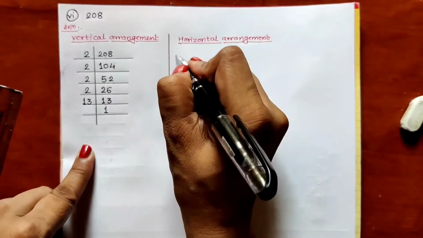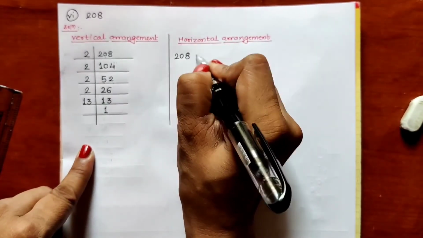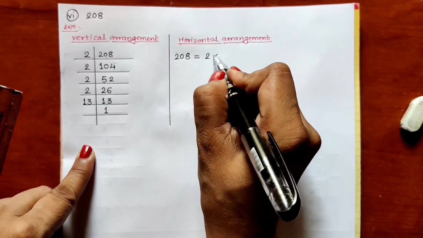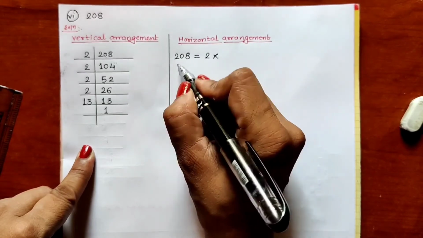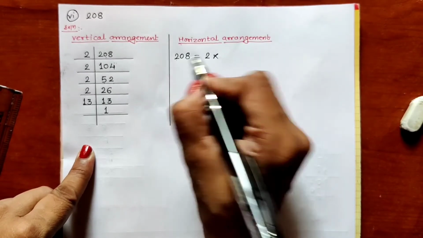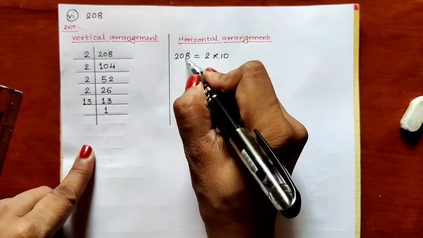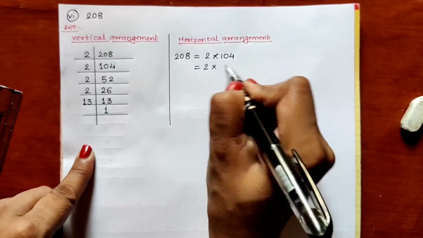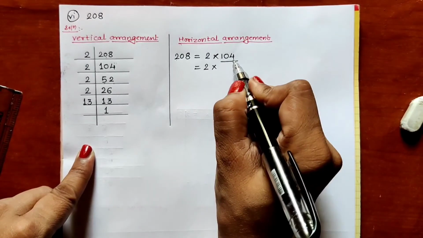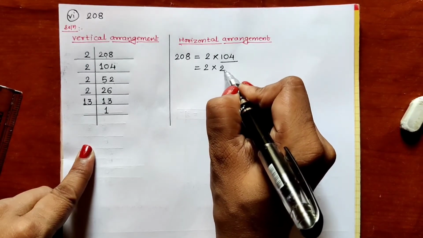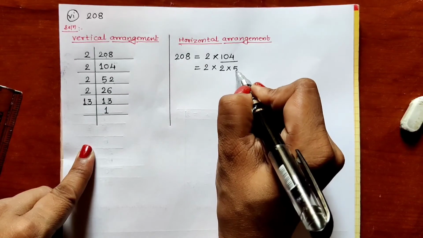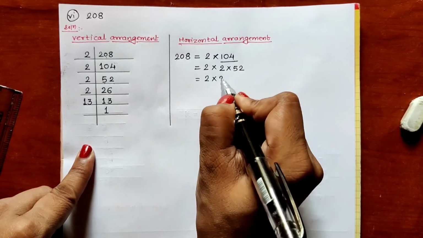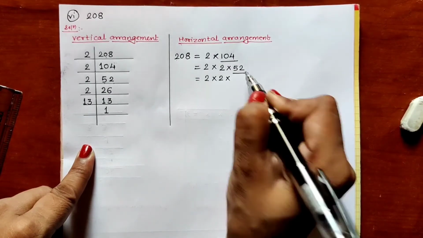Now let us do it in horizontal arrangement. 208. 8 is there in the unit place. That means the first factor is 2. Then we write the second factor by dividing by 2. 2 ones are 2. 2 zeros are 0. 2 fours are 8. The first 2 we write as it is, and we will get the factors of 104. 4 is there in the unit place. Again it is divisible by 2. 2 fives are 10. 2 twos are 4. The first 2 multiplied by the second 2 we write as it is, and we get the factors of 52.